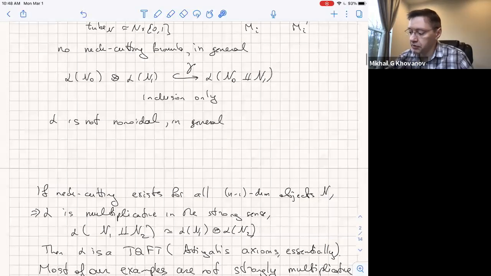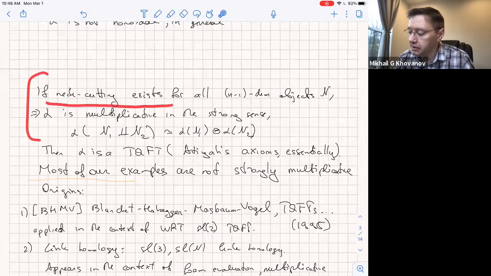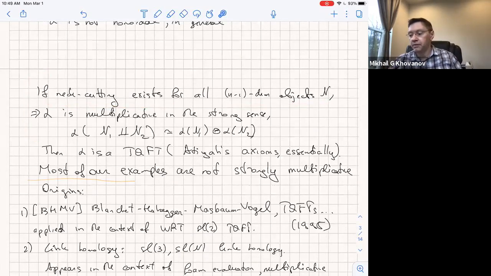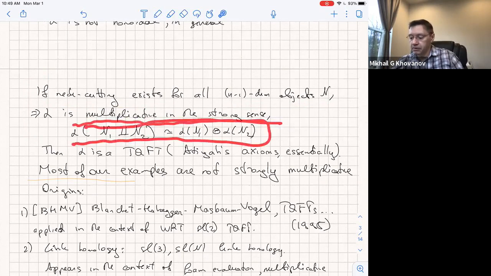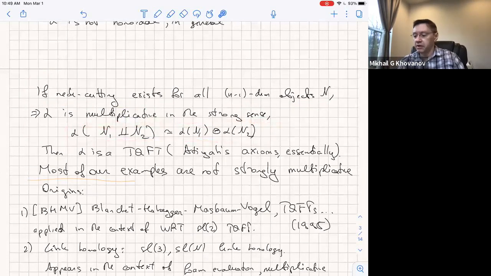And again, this is just what we already said. If neck cutting is possible for all manifolds n in dimension n-1, then in fact alpha is multiplicative in a strong sense, so that these maps are isomorphisms. And then it's a TQFT in the sense of Atiyah, if you also have this condition on orientation reversal and additional involution in your field.